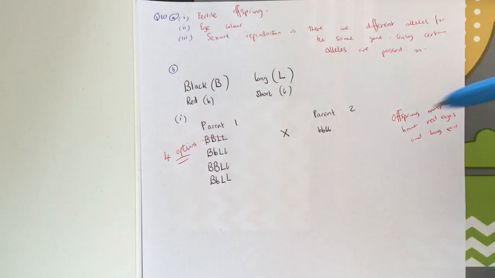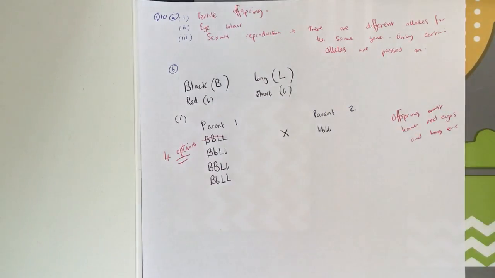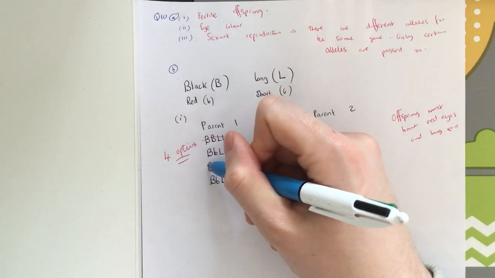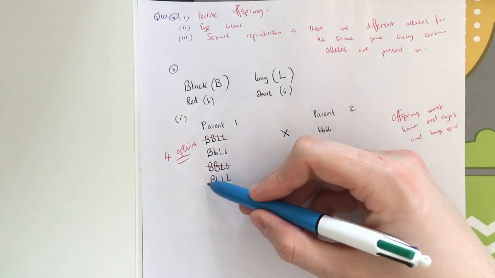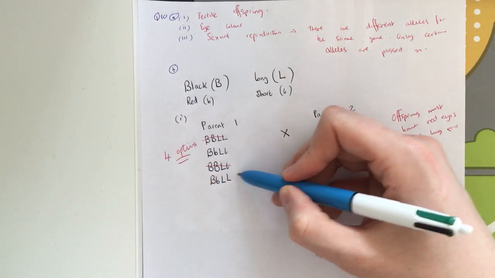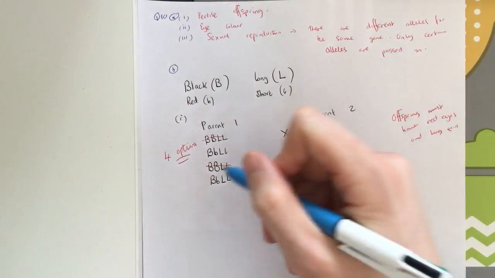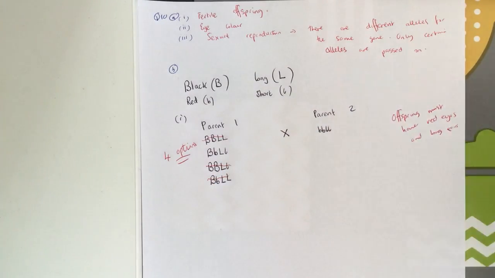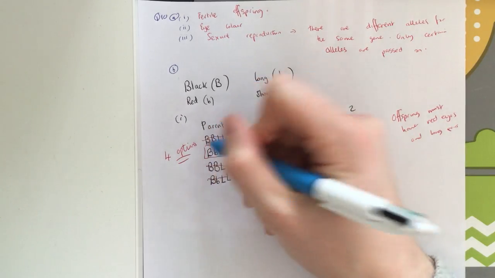It's not possible. If you look at this option here, if you have big B, and you cross it with small b, again, they're all going to have black eyes, the offspring, so it can't be that option either. And if you look at this option here, big B, big L, again, they'll all have long ears. So therefore, there's no possibility of having short ears. So therefore, the answer is this one here.